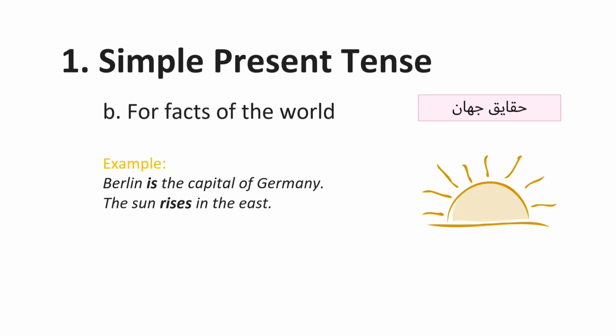Another use of simple present tense is for facts of the world. For example, Berlin is the capital of Germany. So the verb is, which is also a to be verb, is related to simple present. Remember that for simple present, we can have to be verbs and we can have normal main verbs. Or the sun rises in the east. Rises, this is a simple present tense. And that means it's always like that. It's a fact in the world that the sun always rises in the east.